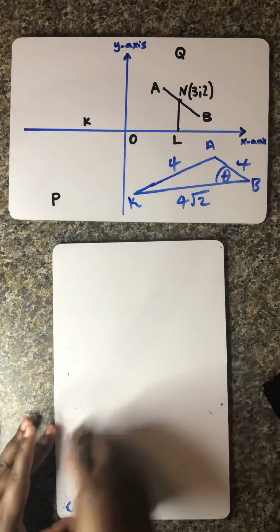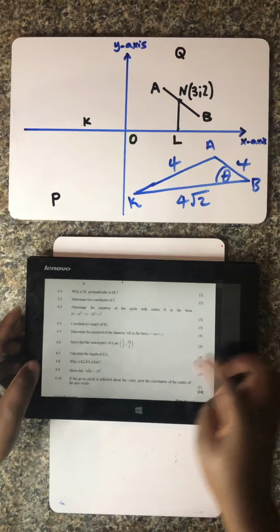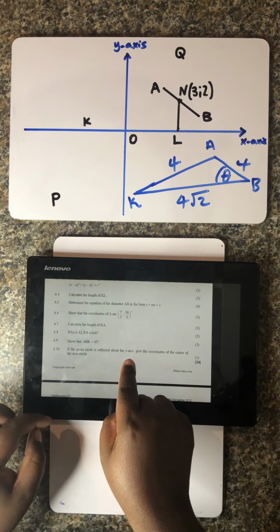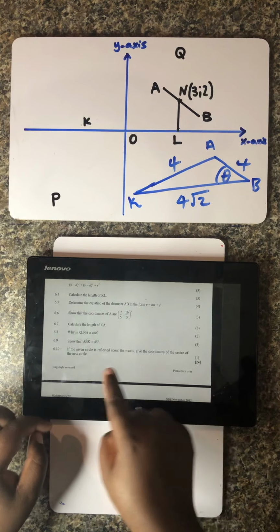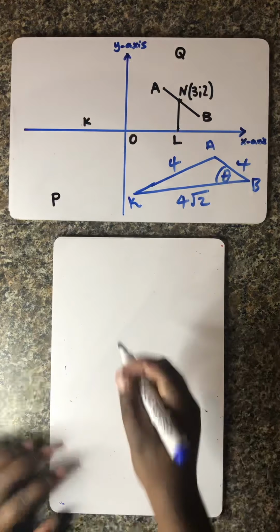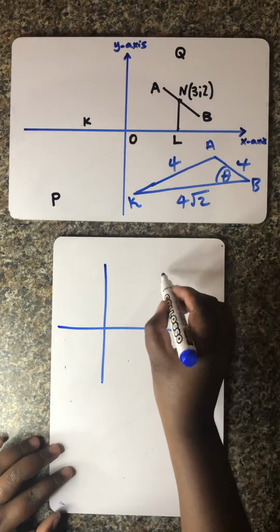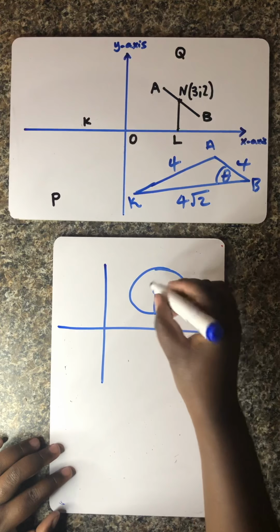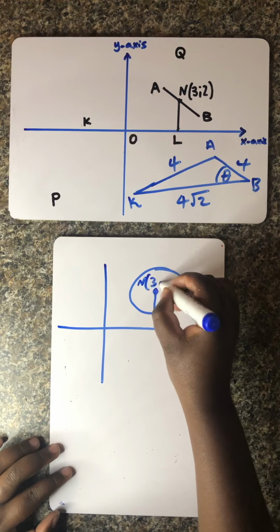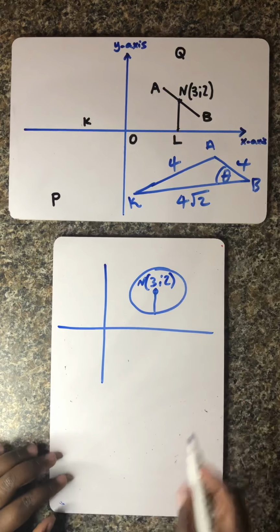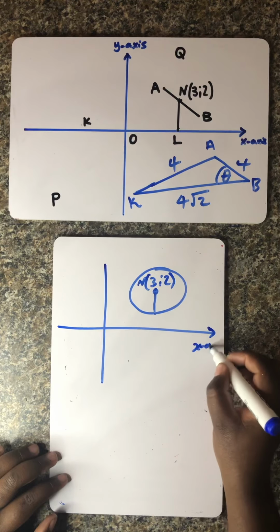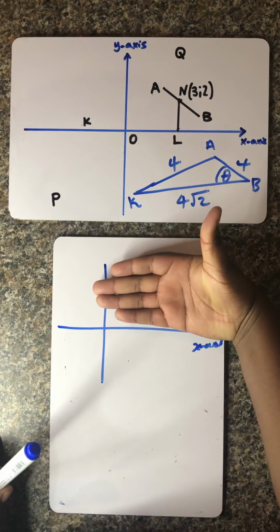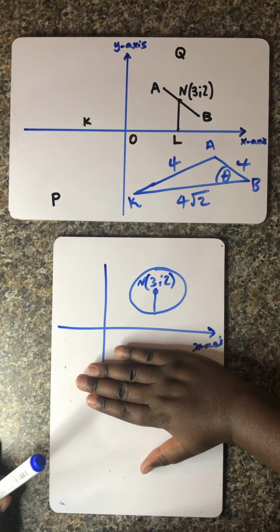very little marks. So ladies and gentlemen, the last question says, if the given circle is reflected about the x-axis, give the coordinates of the center of the new circle. A very easy question. Remember, guys, you've got that circle over there with the center of N, which is (3, 2). So now they are reflecting this circle about the x-axis. So it's more like that circle is there, they are now reflecting it about the x-axis.